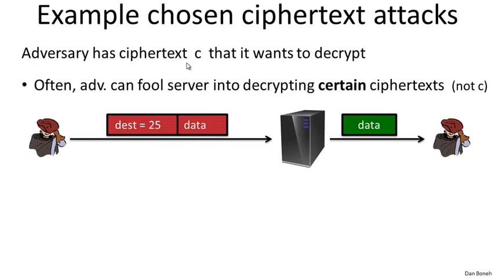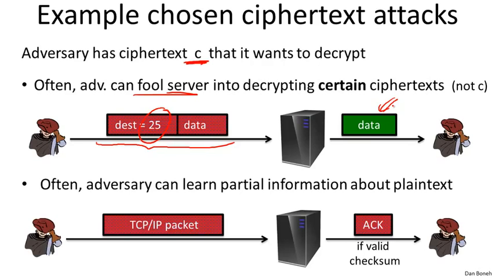In fact, we already saw a number of examples of a chosen ciphertext attack. Imagine the adversary has some ciphertext that it wants to decrypt. What it can do is, for example, fool the decryption server into decrypting some ciphertext, but not actually the ciphertext seed. If you remember in the first segment, we looked at an adversary that can submit arbitrary ciphertext, and if the plaintext happened to start with destination equals 25, then the adversary is actually given the plaintext in the clear. That's an example of an adversary that can obtain the decryption of certain ciphertexts, but not all ciphertexts.